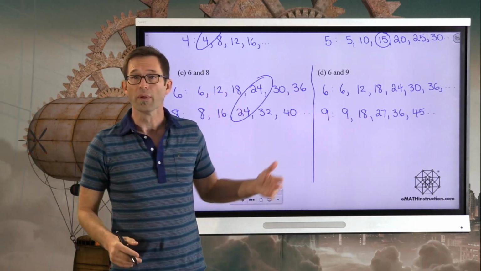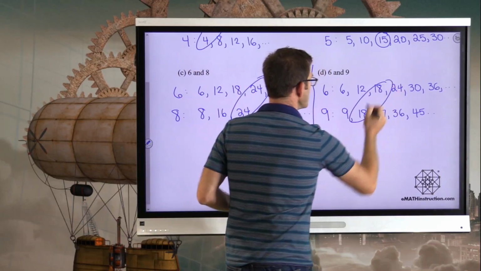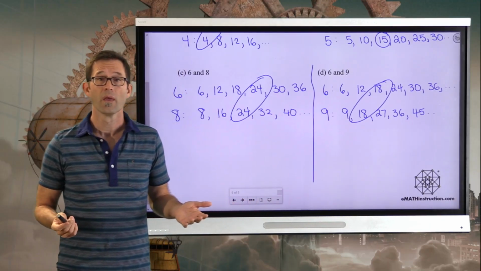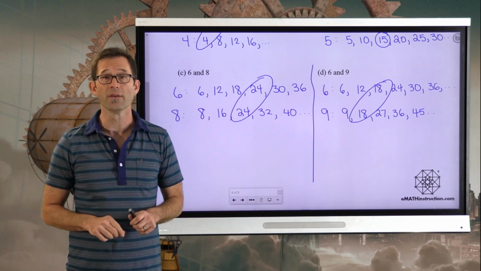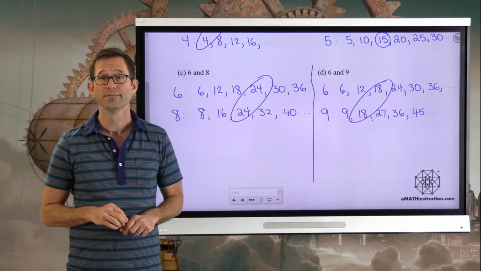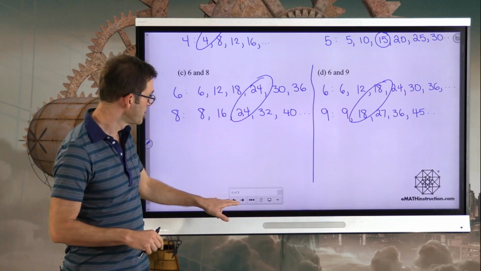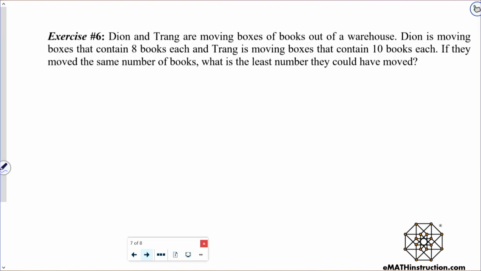All right. When we look at these two lists, what we'll notice is that the least common multiple is 18, right? And again, 18 is the smallest number that both 6 and 9 divide into without a remainder. All right, let's do one more problem with least common multiples. Here we go, exercise number 6.